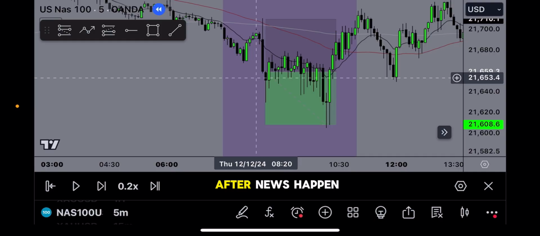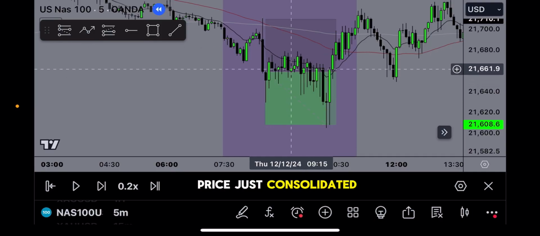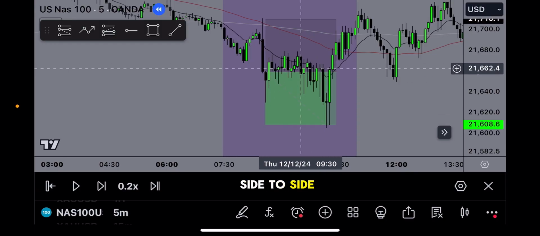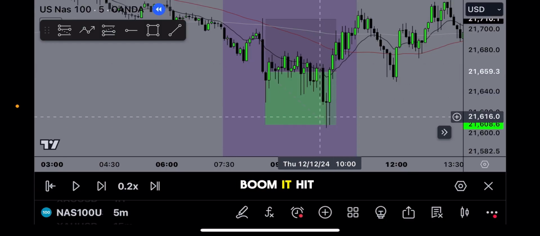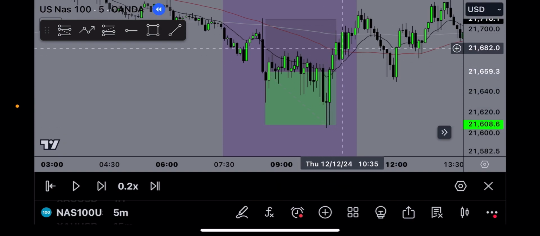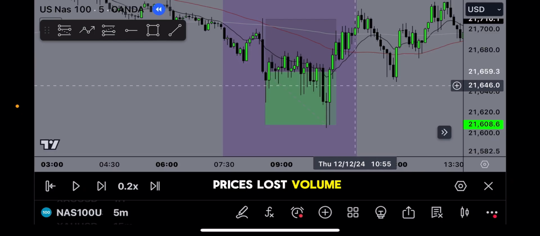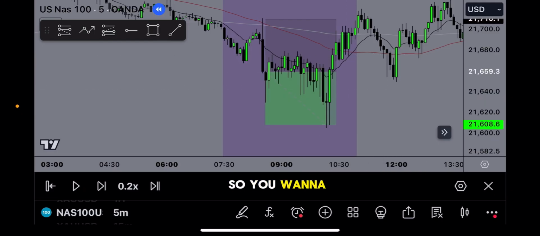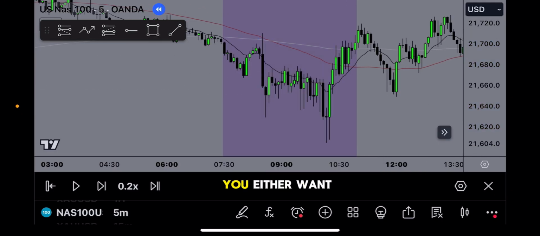Right here, after news happened, boom, price just consolidated and was going side to side, right? And then finally, boom, it hit our 1-to-1 barely, and then reversed, and then the session ended, and price just lost volume, right? So you want to be careful with that. Don't trade during news. You either want to trade before news happens, or you want to trade 30 minutes after the news takes place. That way the markets have time to calm down and price can reorganize itself.